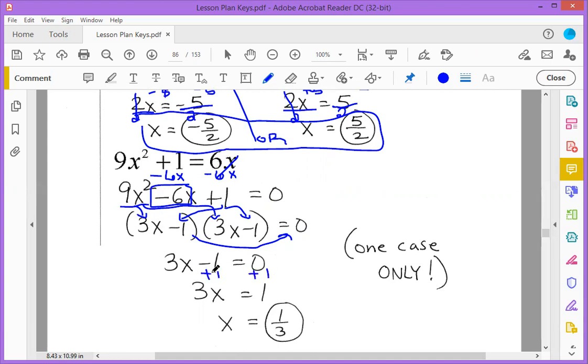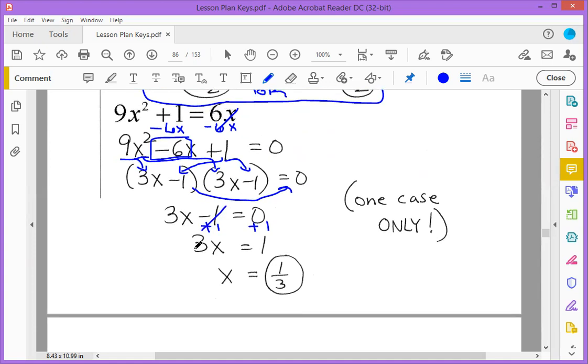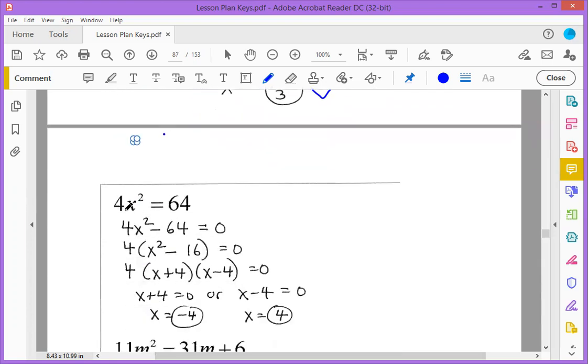Add 1 to both sides of the equation. The 1's cancel on the left side, leaving 3x, and on the right side, 0 plus 1 gives us 1. And then we're going to divide both sides of this equation by 3. The 3's will cancel on the left side, leaving x, and that equals 1/3. All right, let's look at the next example.